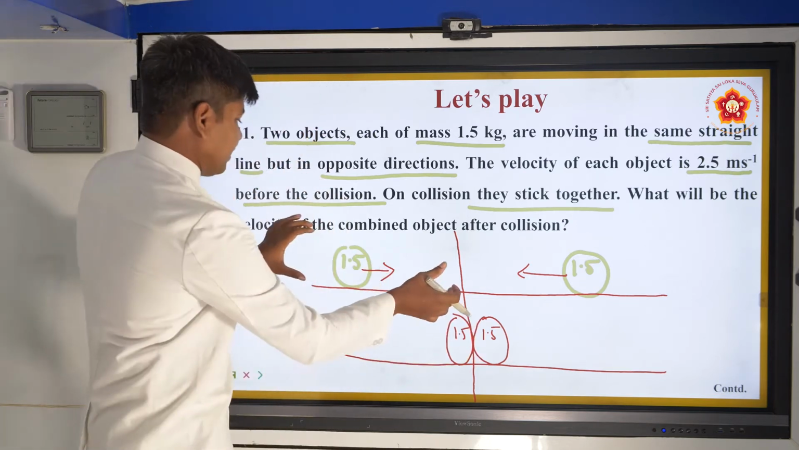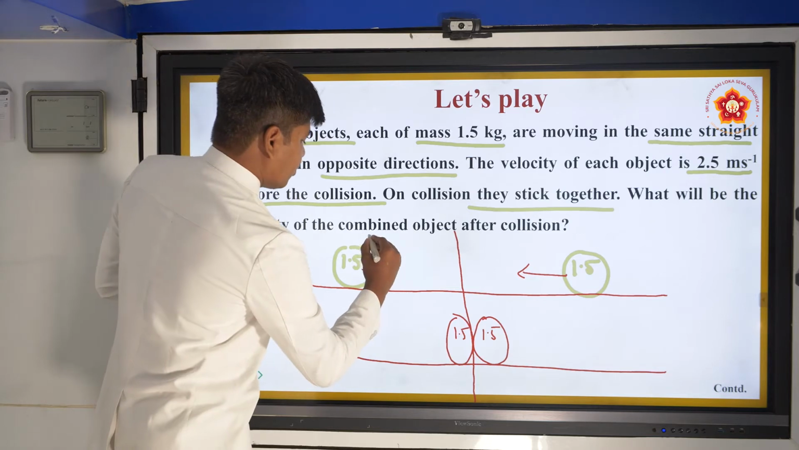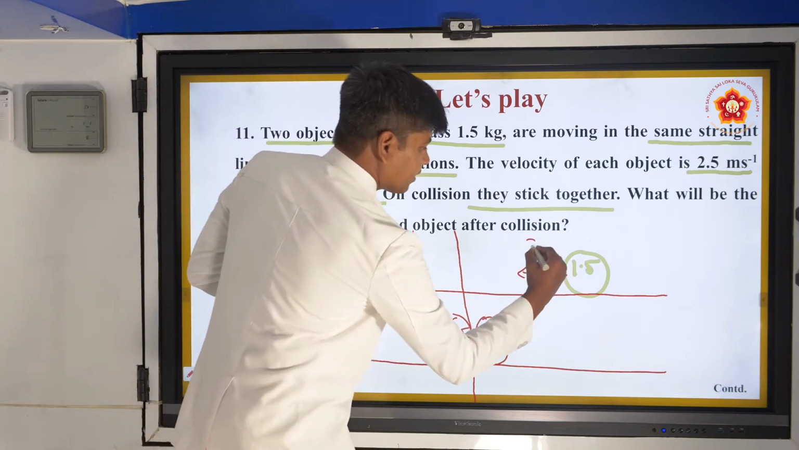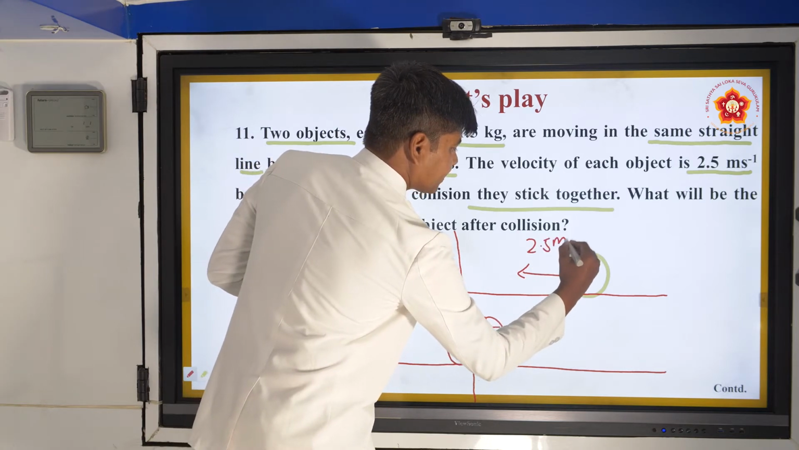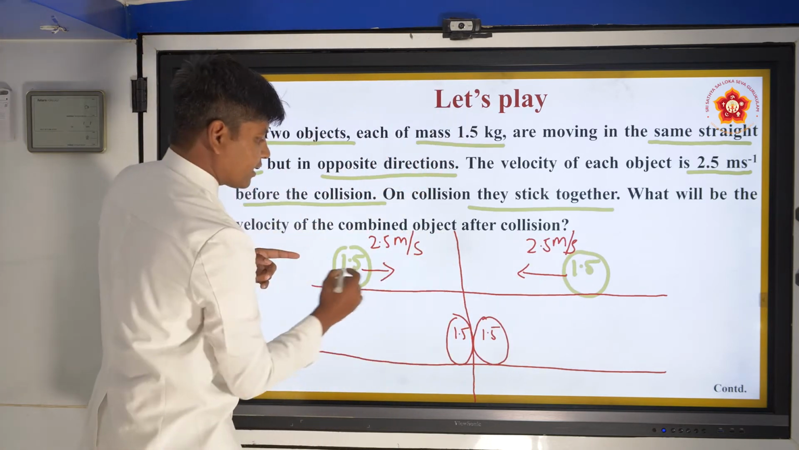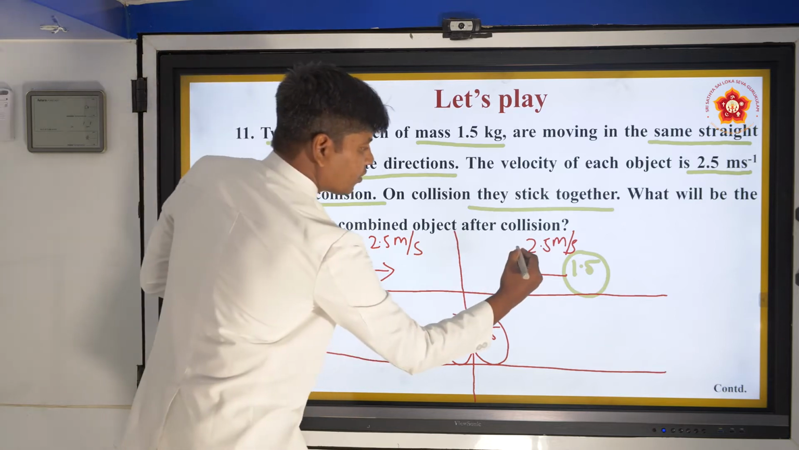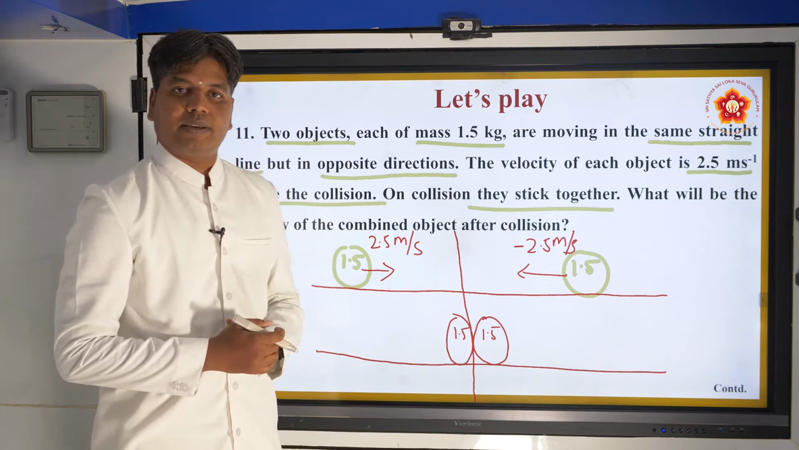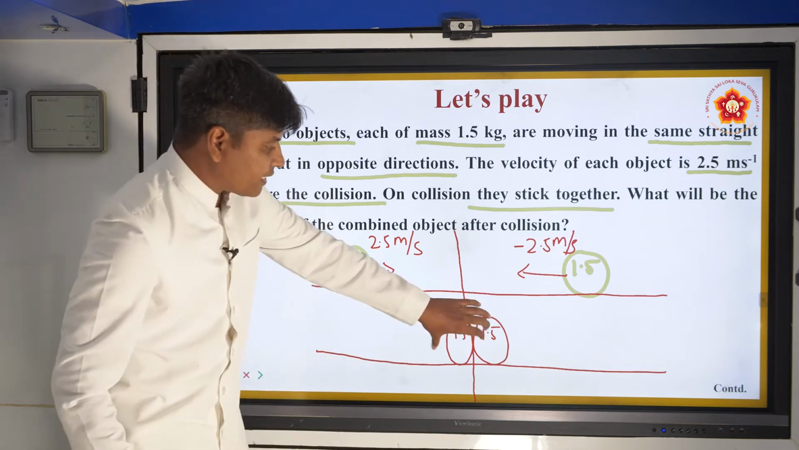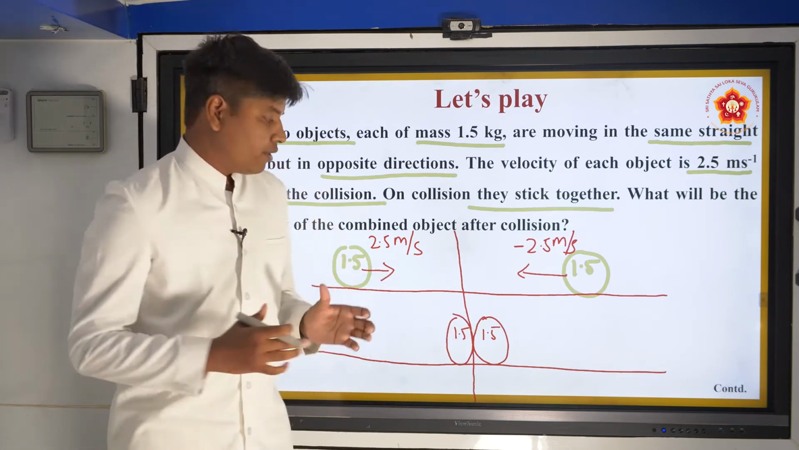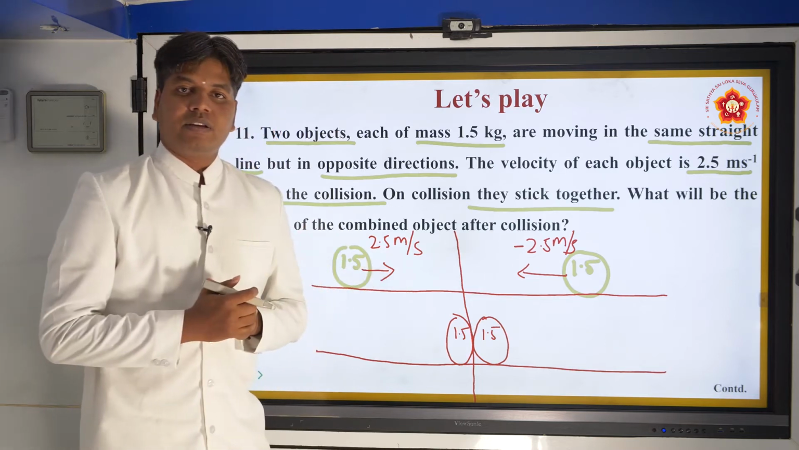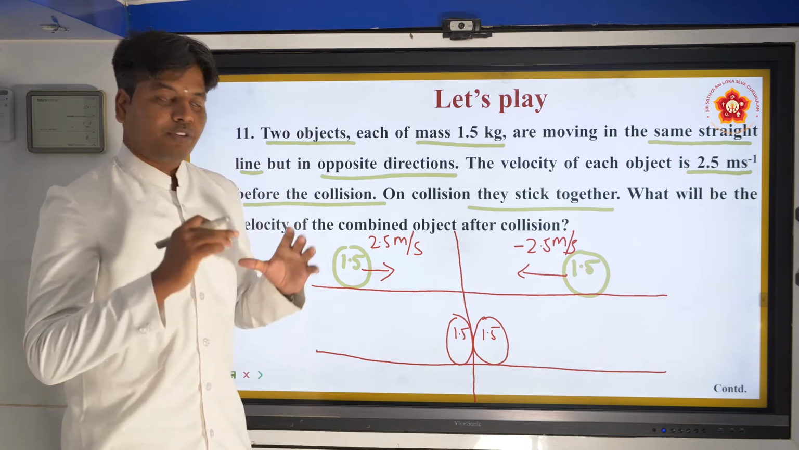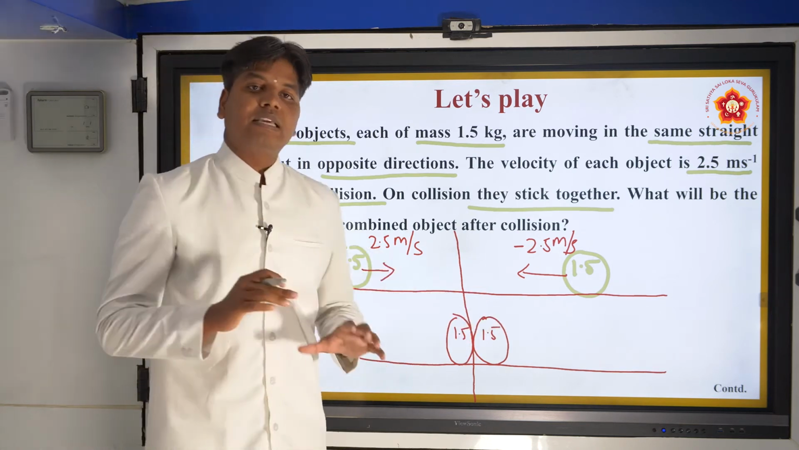Before collision, they are moving with how much velocity? 2.5 meter per second. This also is coming at 2.5 meter per second. So if this direction we take as positive, this will be negative. Velocity is a vector quantity. So after sticking to each other, our claim using the symmetry is that it should not move. So the final velocity of this system is 0.